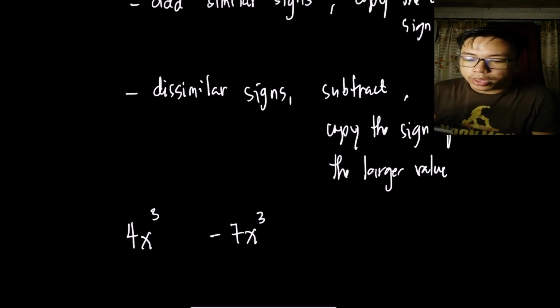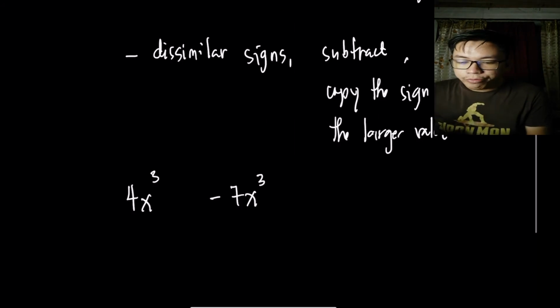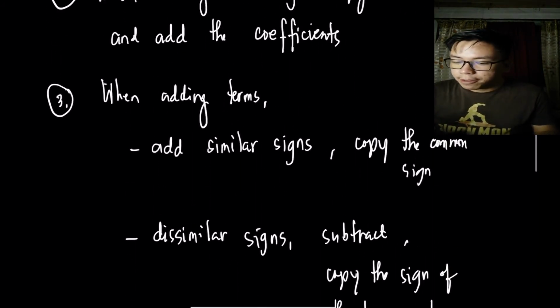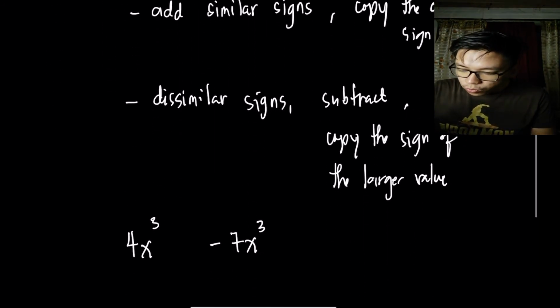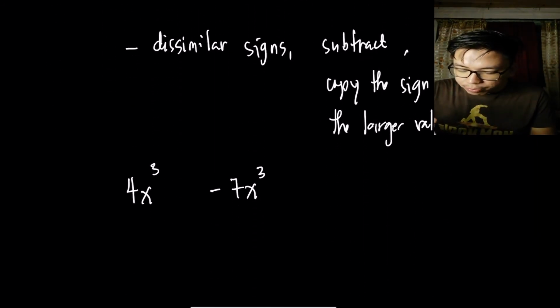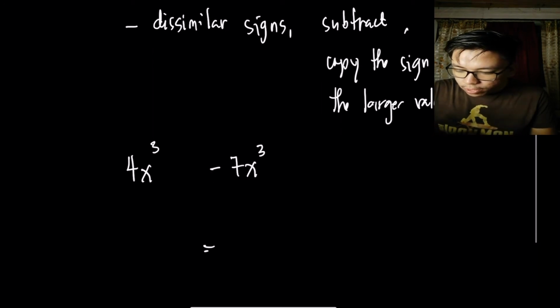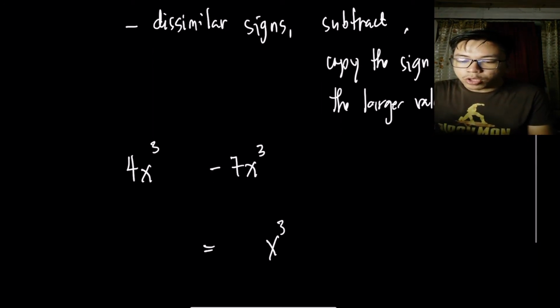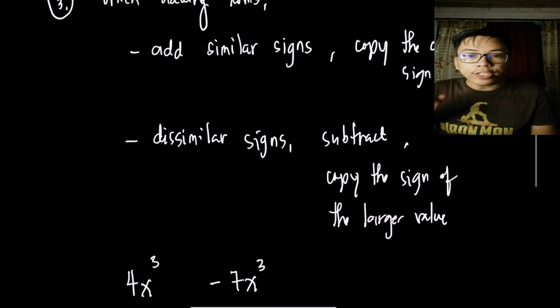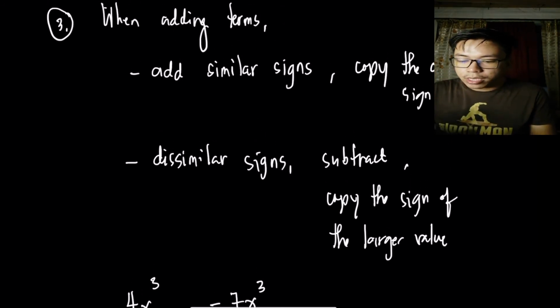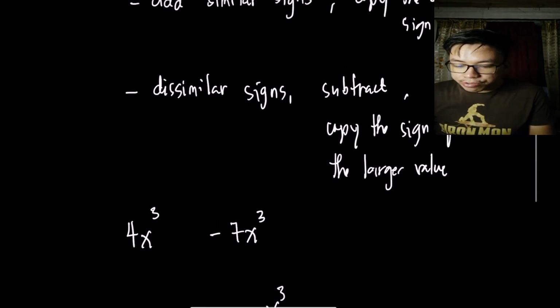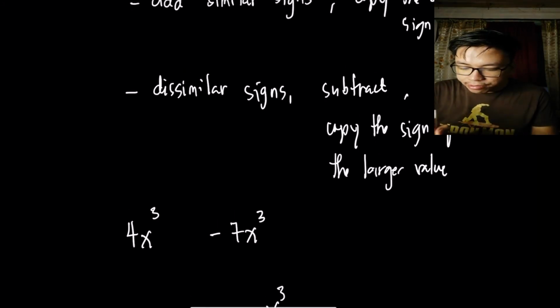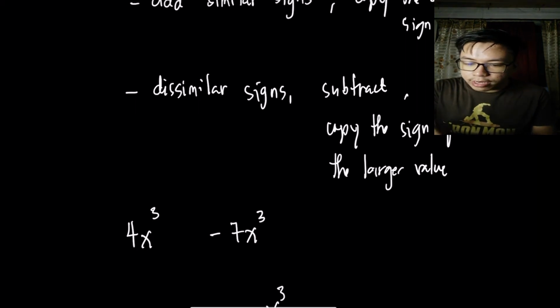Okay, no problem with rule number 1. For rule number 2, you just have to copy the variable and add the coefficients. So I'm going to copy the variable here, x cubed. I'm going to add the coefficients. For me to be able to do that, I'm going to check rule number 3. Are they having similar signs? One is positive, one is negative. So I'm not going to follow this, but I'm going to follow that.